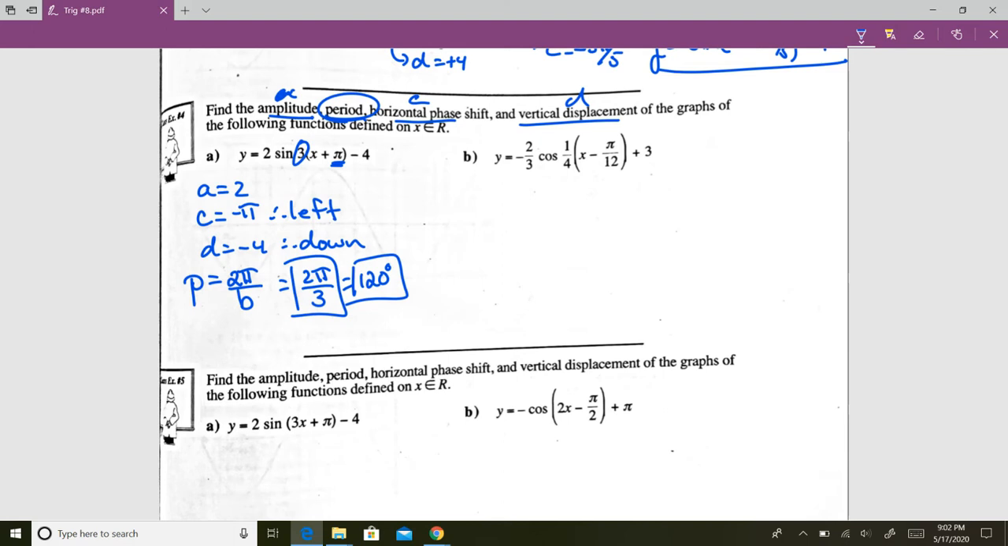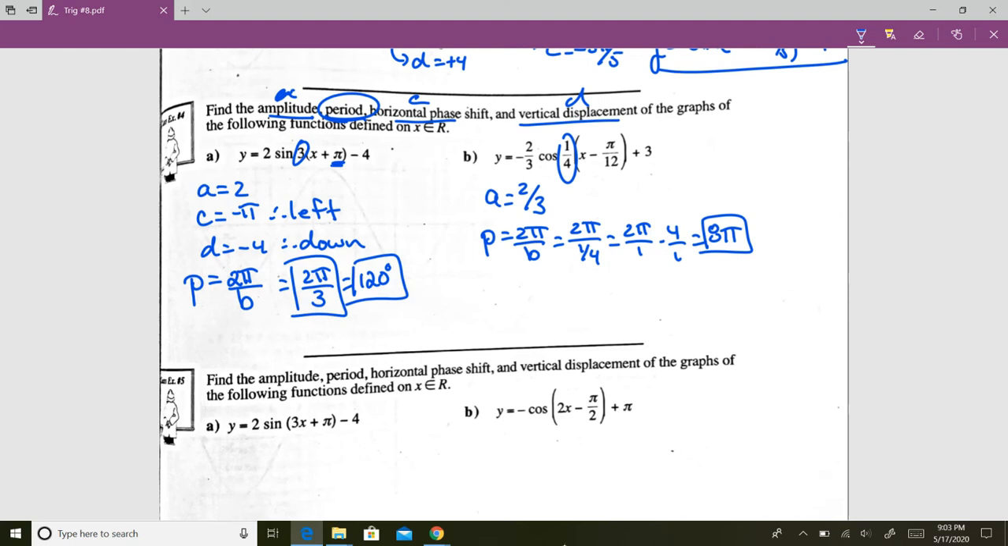All right, second one, all fractions. Amplitude is 2/3. Remember, we just take the positive. We don't worry about the negative. We can do the period. Period is equal to 2 pi over b. What's our b value? It's 1/4. 2 pi over 1/4. You flip the bottom fraction: 2 pi over 1, just for the sake of it, times 4 over 1, which is 8 pi. There's your period.